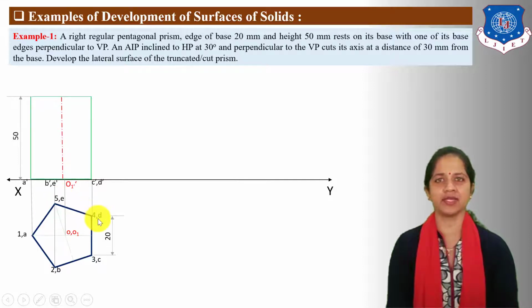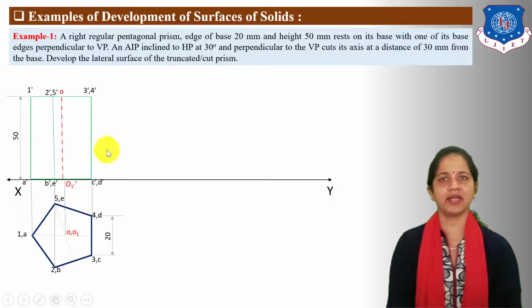5E and 4D longer edges are away from the observer, but their projection overlaps with the visible longer edges. So, draw visible longer edges from the b' point. Next, mark top face pentagon points in front view as 1', 2', 5', center point o, and 3', 4'.